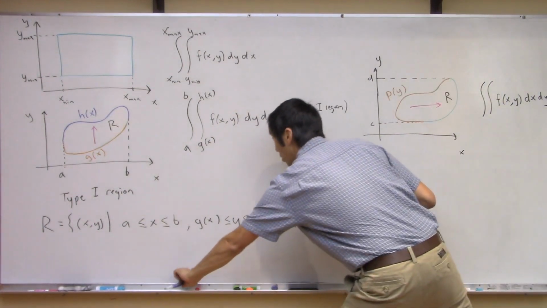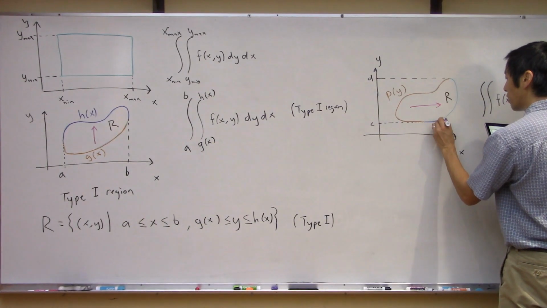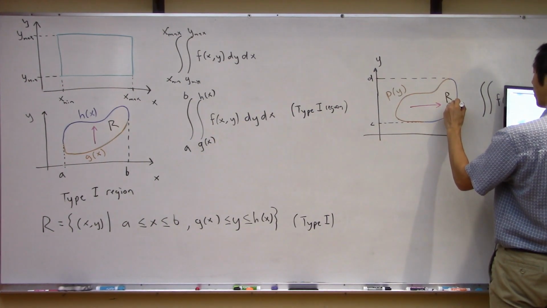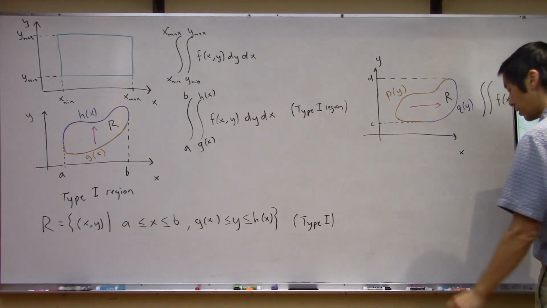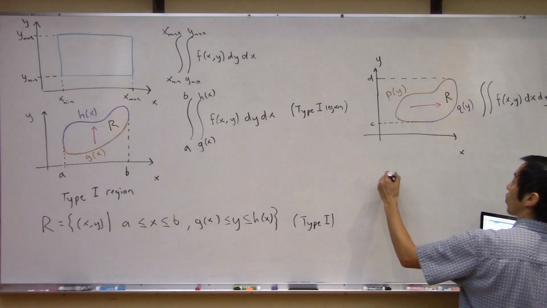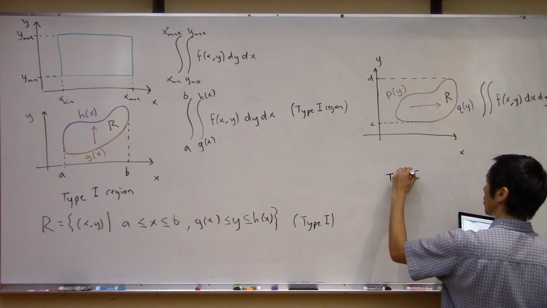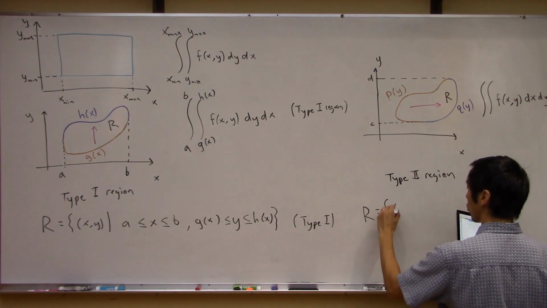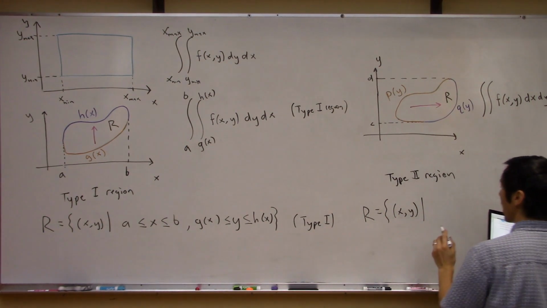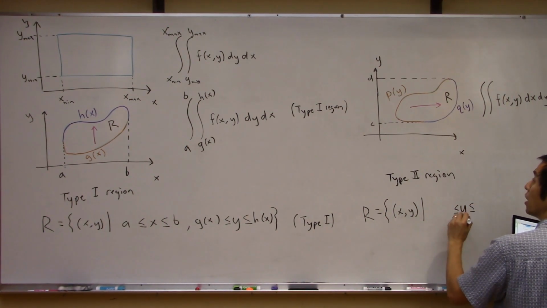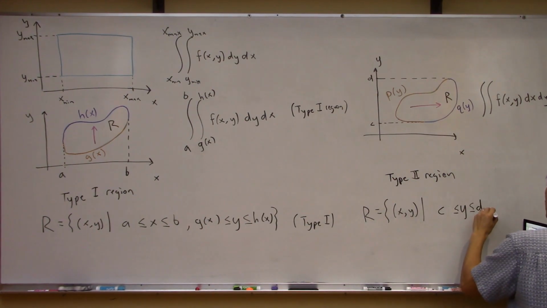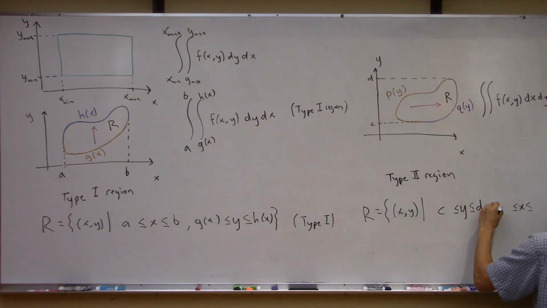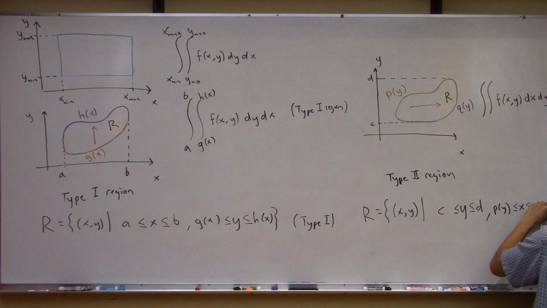And then the upper limit is this half of it, which again, let's do in purple. Let's call it q of y. So again, this is what's referred to as a type 2 region. If you go ahead and define your region R, it's all of the x and y values such that the y values are between c and d, and the x values are between functions. So the x value runs between p of y and q of y.